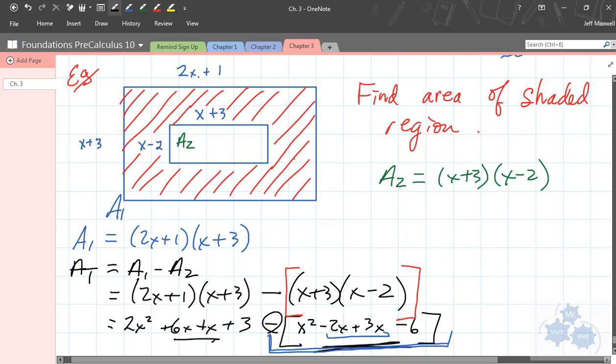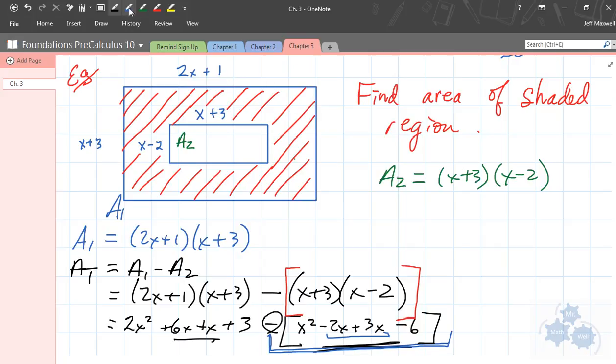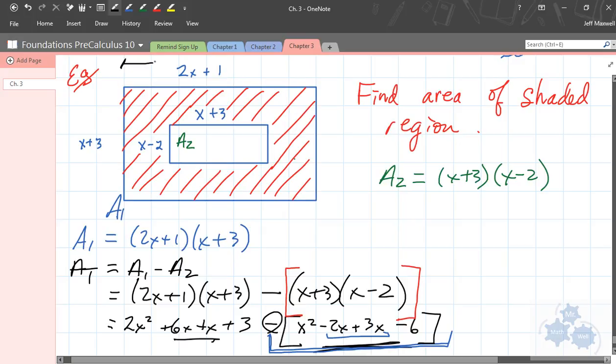So let's say that the width of your backyard is 21 feet across. And you want to have this backyard this exact shape. Well, 21 feet, if this is the expression for the length, what is x? 2x plus 1 equals 21. What's x? 10. So x is 10.